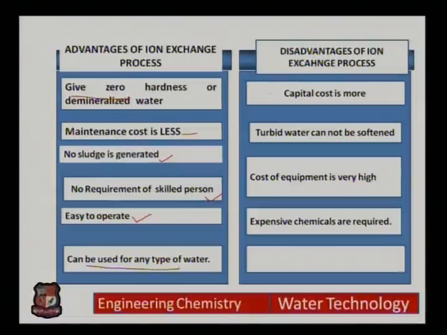As well as, its capital cost is more. This is the disadvantage. Ion exchanger resins are quite costly. Turbid water can't be softened. Cost of equipment is very high and expensive chemicals are required. So these were the 3 methods of softening of water.